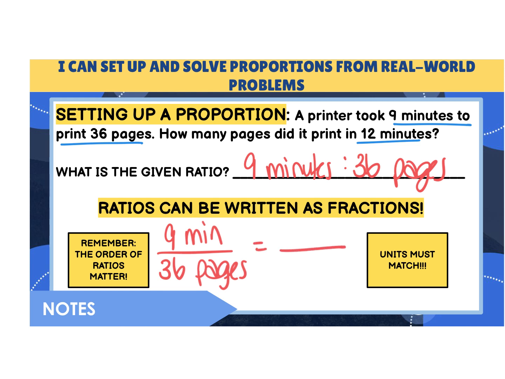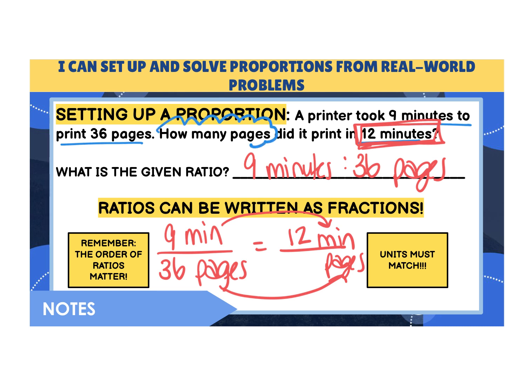And we want to create an equivalent ratio. So if I have minutes on top here, I have to have minutes up top on here. And if I have pages down here, I have pages down here. Our units must match, and the order of the ratio matters. So we can go back to our problem, and it says, how many pages did it print in 12 minutes? Well, I'm going to go back to my other fraction. It says minutes on top and pages on bottom. So 12 minutes would go on top. And we don't know how many pages. That's what we're looking for. That's what the question is asking us. So we're going to put an x here on the bottom.